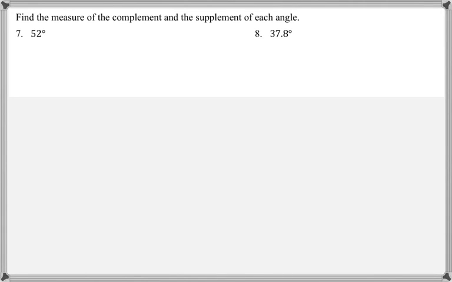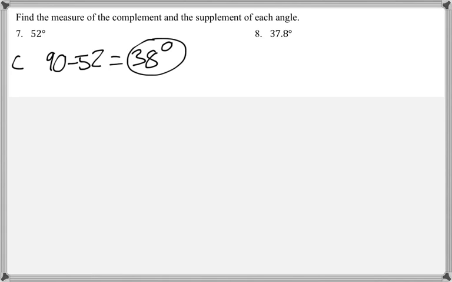For questions 7 and 8, they want us to find the measure of the complement and the supplement of each angle. So complementary angles add up to be 90 degrees, supplementary angles add up to be 180 degrees. So to find the complement, I need to take 90 minus 52, and that gets me 38 degrees. So the complement of 52 is 38.